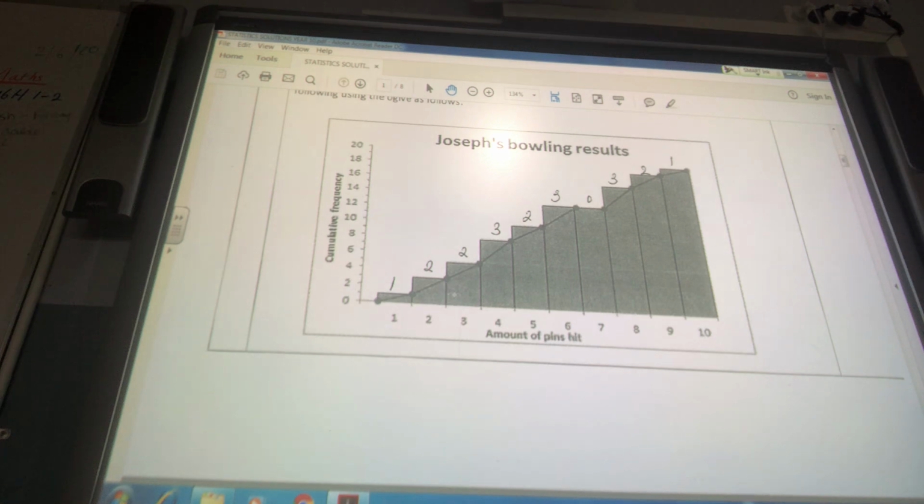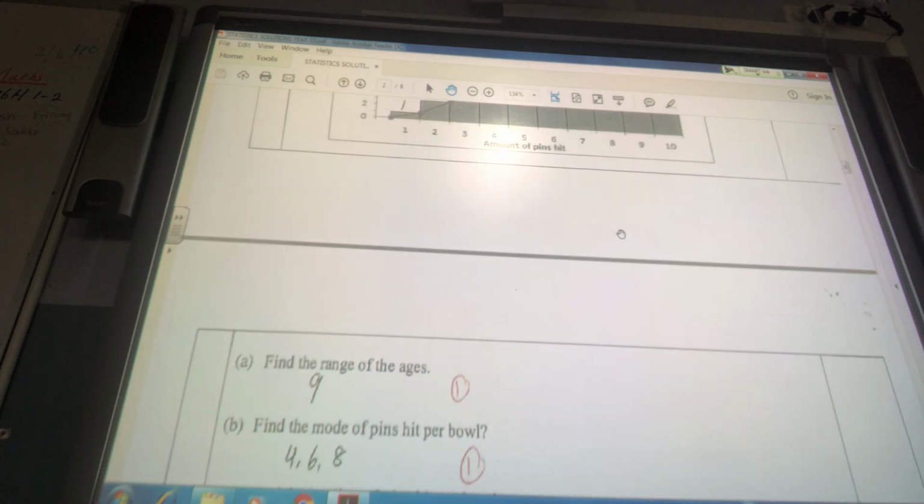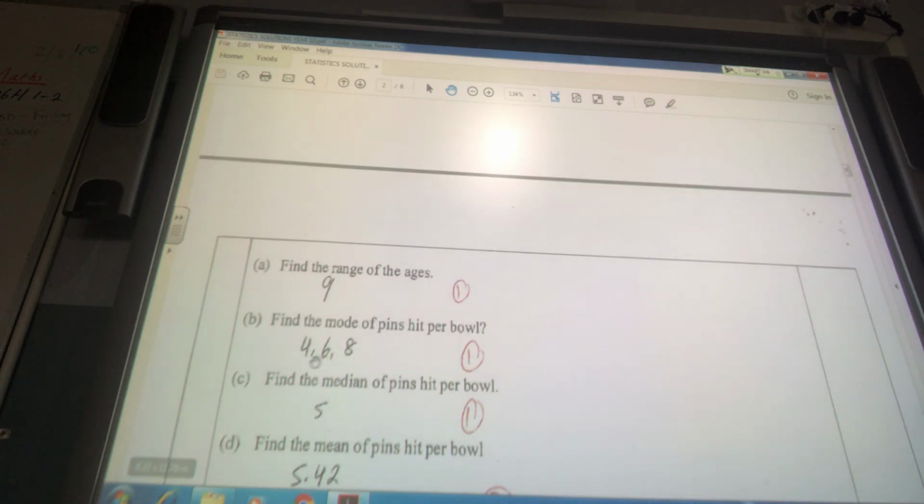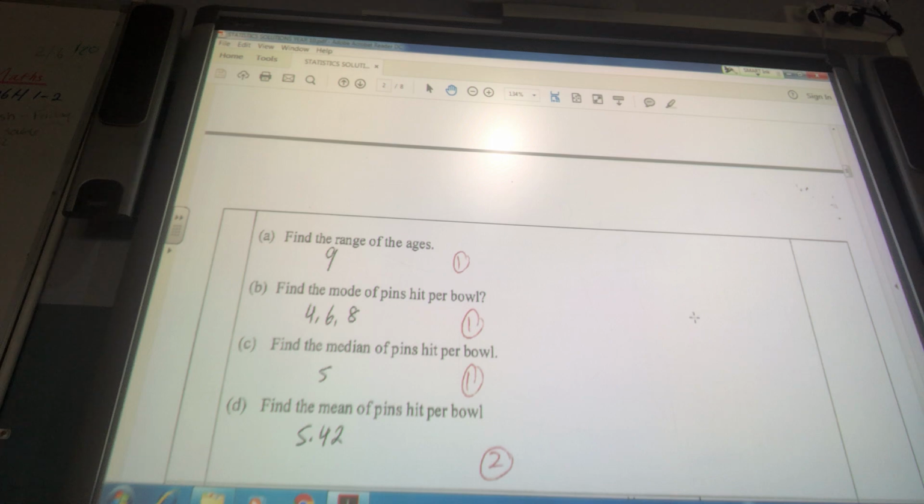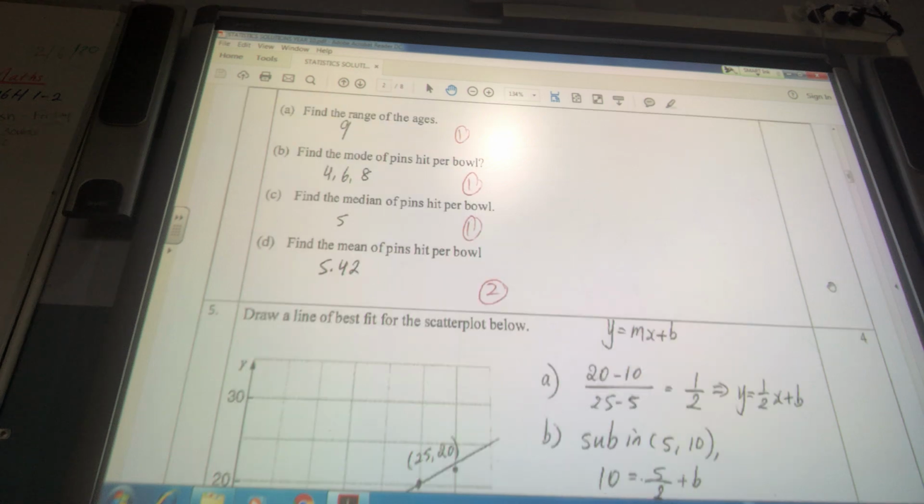this is a cumulative frequency graph. You need to find out the actual frequencies, and you will see 4, 6, and 8. They all have the frequency 3. So that means there are 3 numbers that are modes. I guess the question is a bit problematic because it should say find a mode or modes, because otherwise it's a bit misleading.